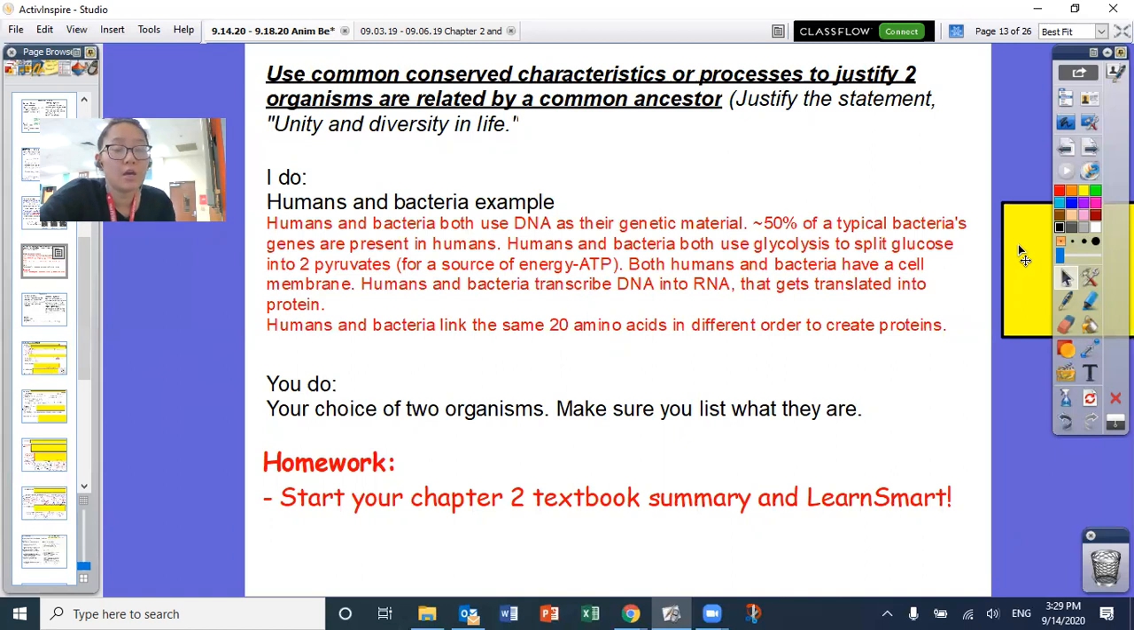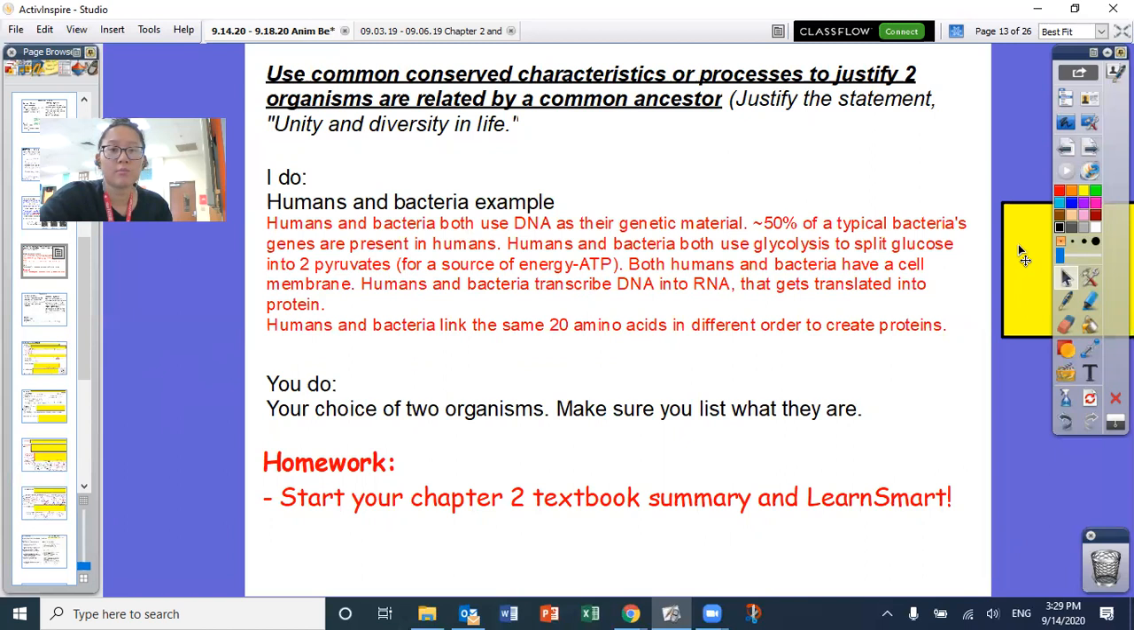And then lastly, humans and bacteria link the same 20 amino acids in different order to create proteins. So we use the same building blocks. And a lot of the times we build the same kinds of proteins. Not all bacteria can build the same proteins as humans, and not all humans can build the same proteins as bacteria, right? That makes us different organisms. But we're using the same building blocks. So that's some kind of similarity between humans and bacteria, okay?